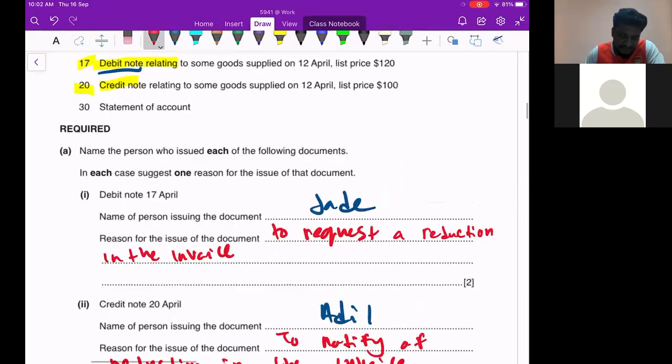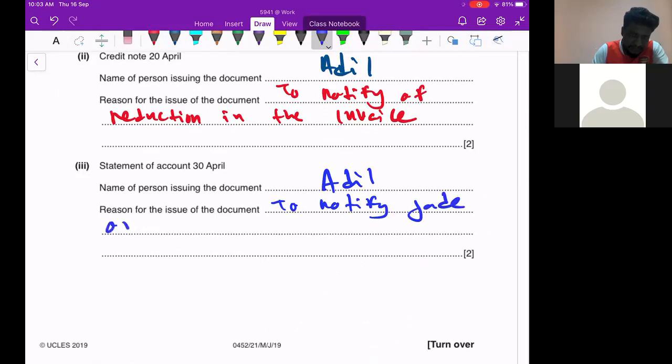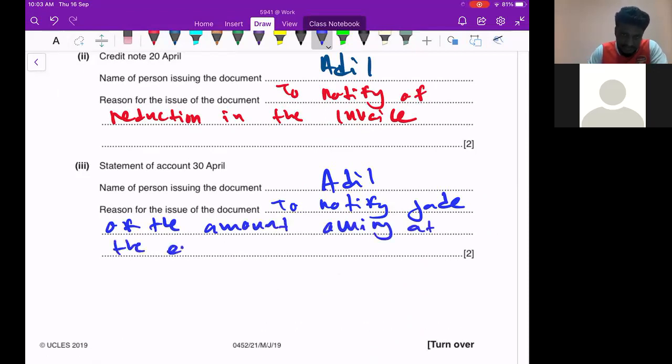Last one on the 30th April, statement of account. You know, right? Statement of account is a summary of the transactions. We don't record it in any accounts book. Who will issue? Supplier. This one is to summarize the transactions, or you can say to notify Jade of the amount owing at the end of the month. Or you can say to summarize the transactions for the month.